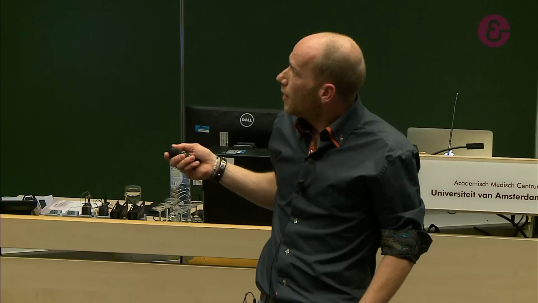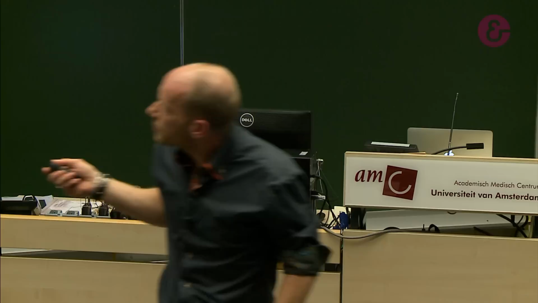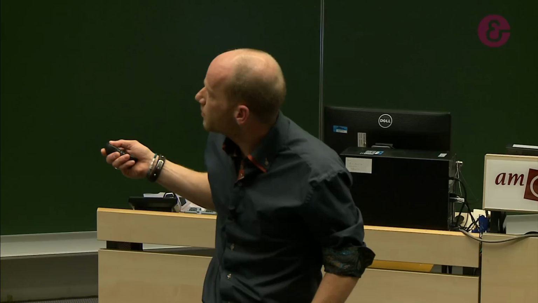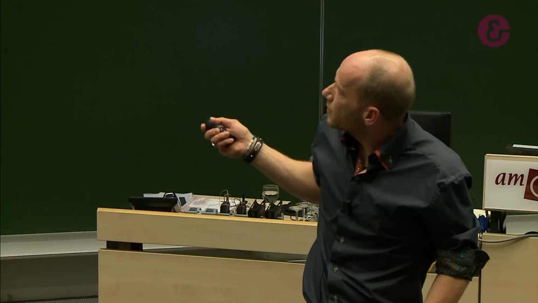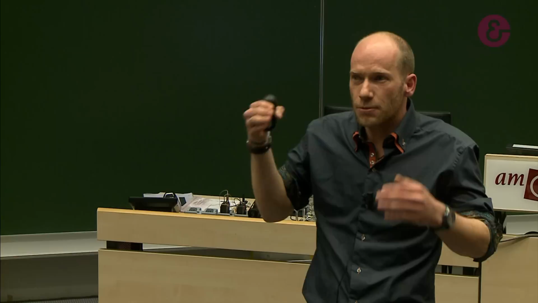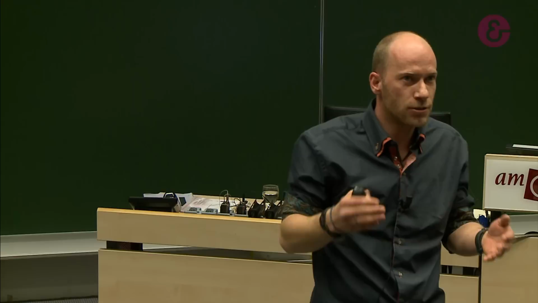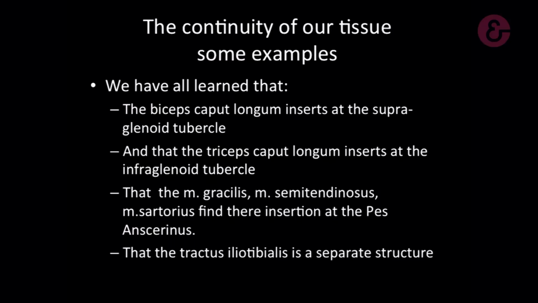You see the connective tissue, and what's really nice to see here, and I don't know if you recognize it, this is the humerus, this is the humerus head, this is the attachment of the tuberculum of the deltoid, and all these muscles with the connective tissue go into the periost, because the periost and the connective tissue are the same structure. It's a continuum of connective tissue.